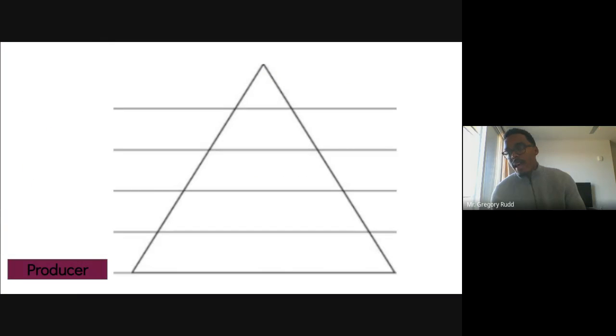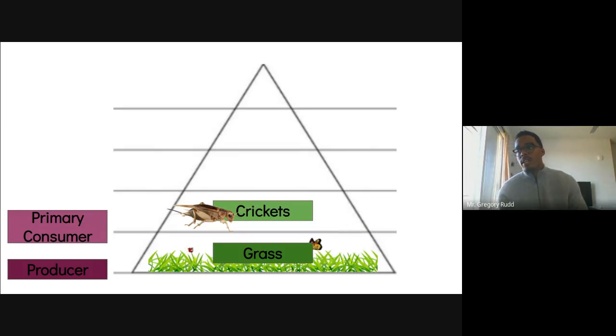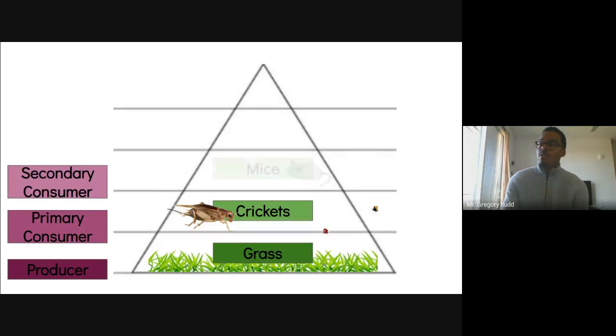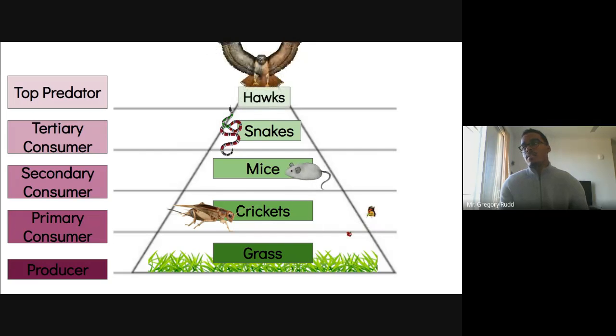And then right above that, we would have your primary consumer, the crickets in our example. After a primary consumer, of course, comes a secondary consumer, which were the mice in our example. Then we have a tertiary consumer, which were the snakes. And lastly, we had our top predator, which were the hawks.